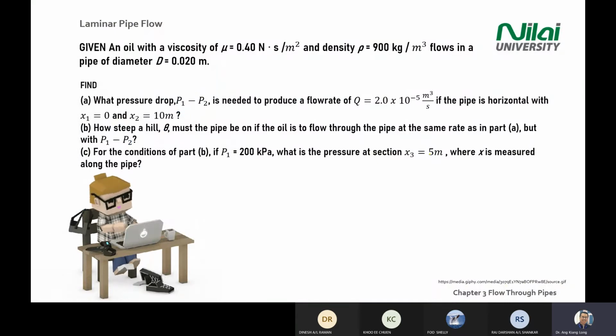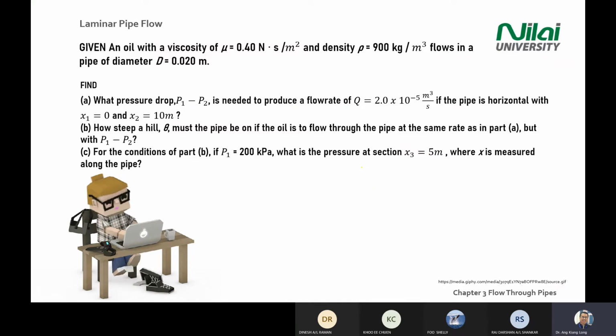Let's look at one tutorial question on application of the equations that we learned so far. This question will be the same as your tutorial question. I think this one is question 16 in your tutorial. So let's look at what we need to solve.